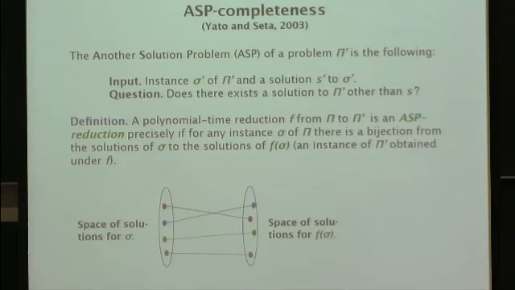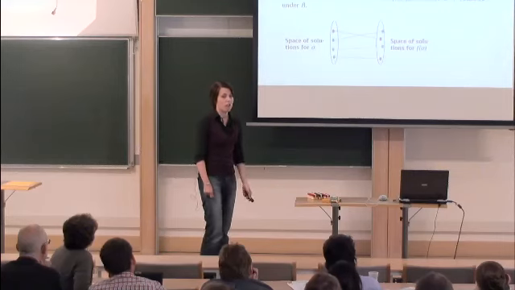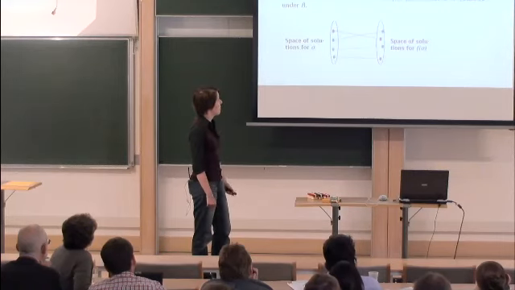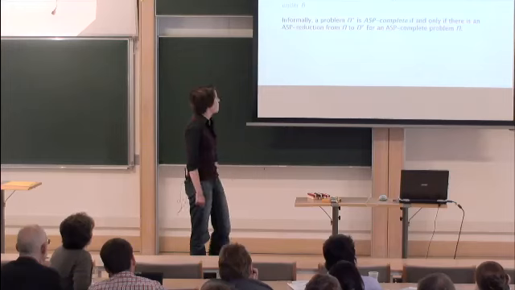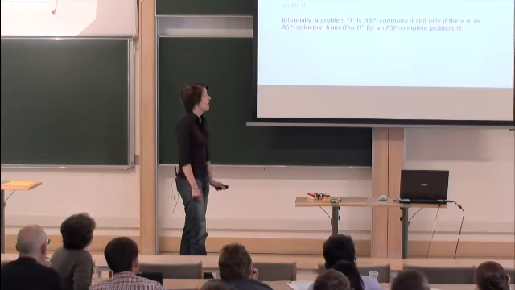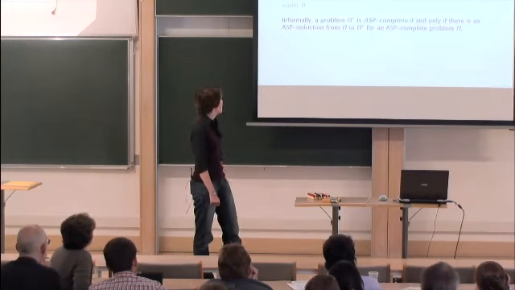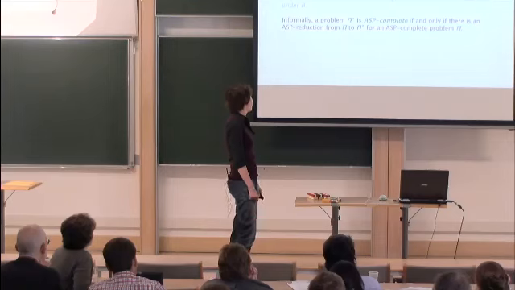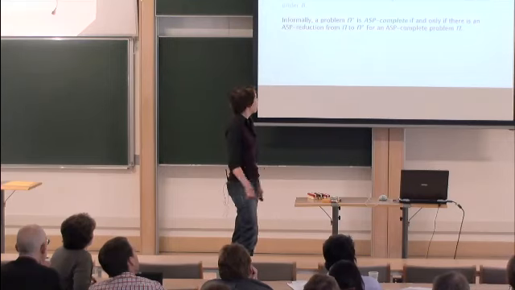So you get an instance of your problem under investigation. This instance is also associated with a space of solutions. And then you need to show that there is actually a bijection between the two spaces of solutions. If you can show that there is such a bijection, then you have an ASP reduction. So informally, a problem pi prime is ASP complete if and only if there is an ASP reduction from pi to your problem under consideration.